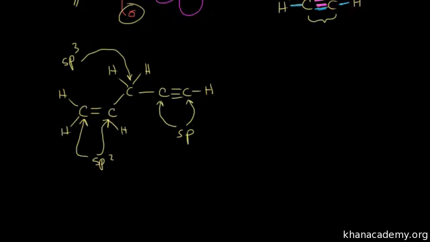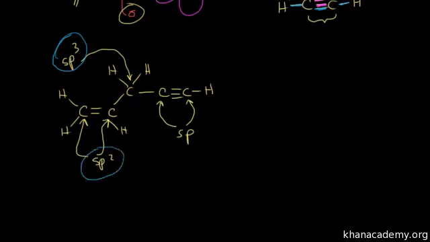If we think about first, let's start with the sp3 hybridized carbon. We saw in the video on sp3 hybridization that the atoms around it want to try to adopt a tetrahedral bond angle and try to get as close as possible to 109.5 degrees. So that takes care of sp3 hybridization.